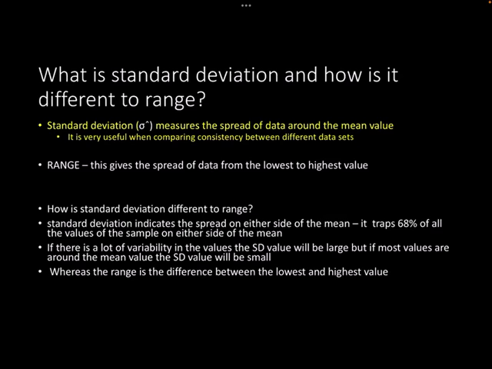If there's a lot of variability in the values, so in your sample you've taken a lot and there's been a big range of results, then the standard deviation value you calculate would be large. But if most of the values are around the mean value, then the standard deviation value will be small. Range is only telling you the difference between the lowest and the highest value.